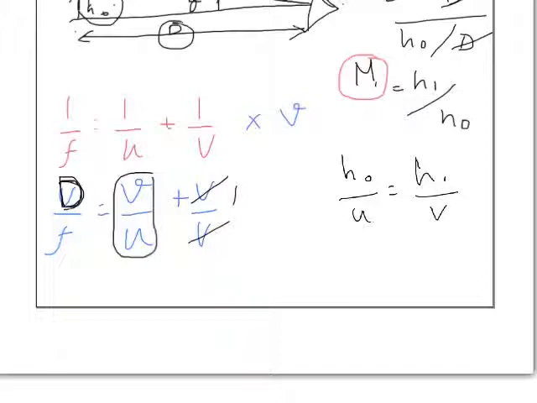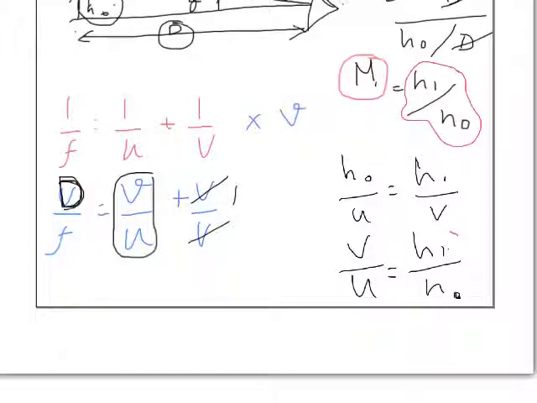v. And if we rearrange this, we can see that h1 over h0, the height of the image over the height of the object, equals v over u. Now, why is this helpful? Well, we can see from here that the height of the image over the height of the object is equal to the magnification. And it's also equal to v over u, which is here. So you can substitute magnification for this term here.